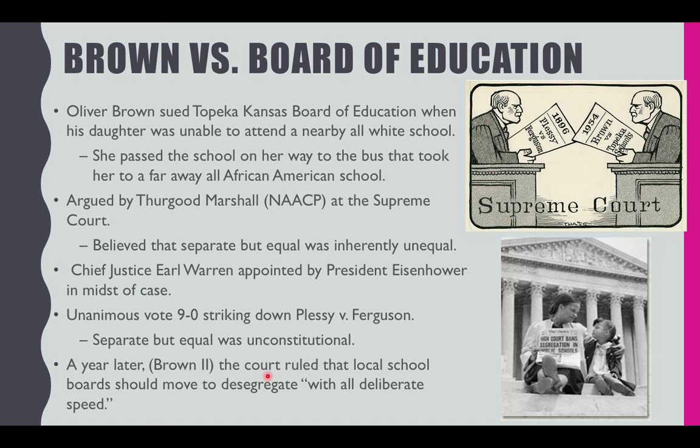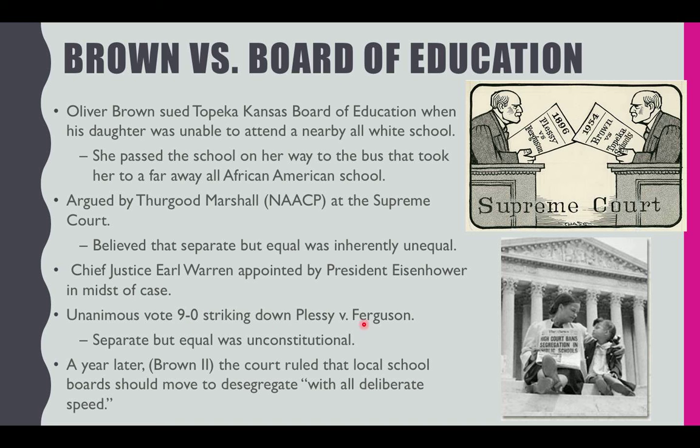And what they're going to argue is that separate was not equal. It was inherently unequal to have a separation. Chief Justice Earl Warren, which we're going to talk about later, is going to be appointed to the Supreme Court during this case. This case is going to result in a 9-0 decision, which means all 9 justices agreed that this case together, they made the same decision together unanimously.